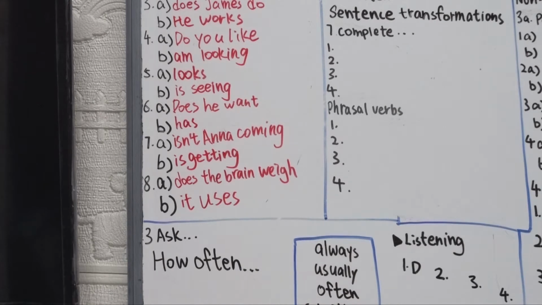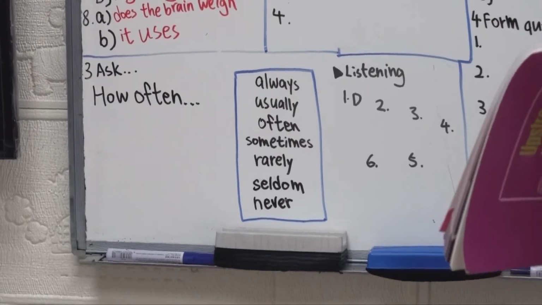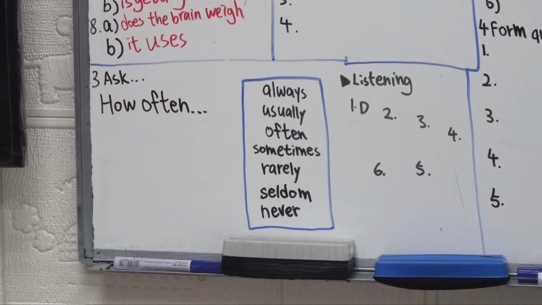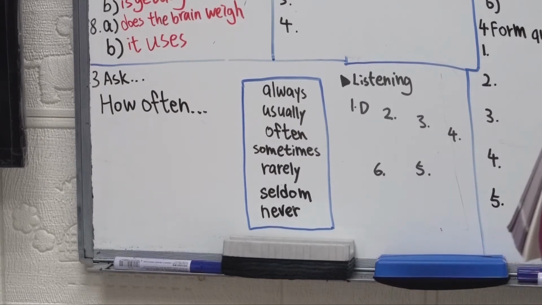All right. Finally, we can move on to page number 10, part 3. All right. Ask and answer as in the example to find out about your partner's habits. So these are adverbs of frequency: always, usually, often, sometimes, rarely, seldom, never. Adverbs of frequency show us how often we do something. All right, so let's have a look.